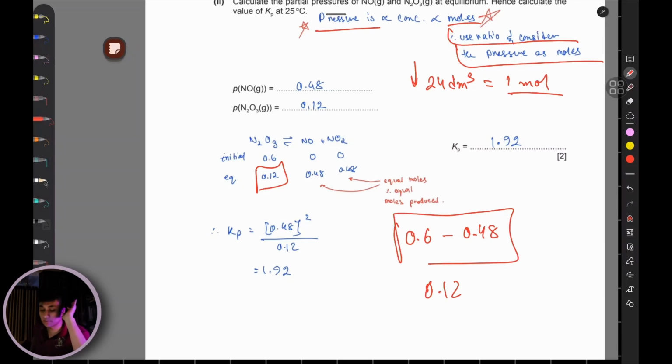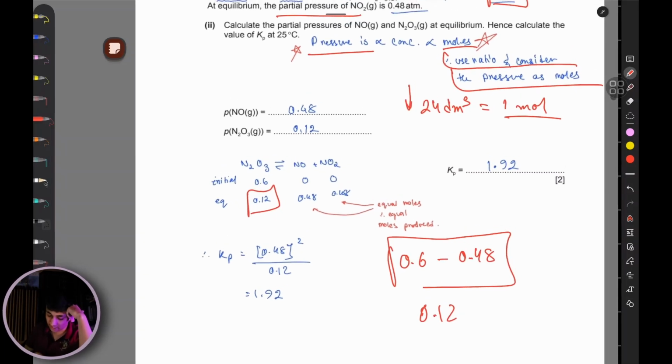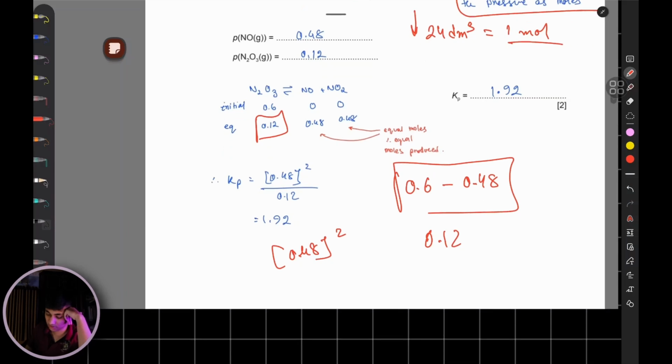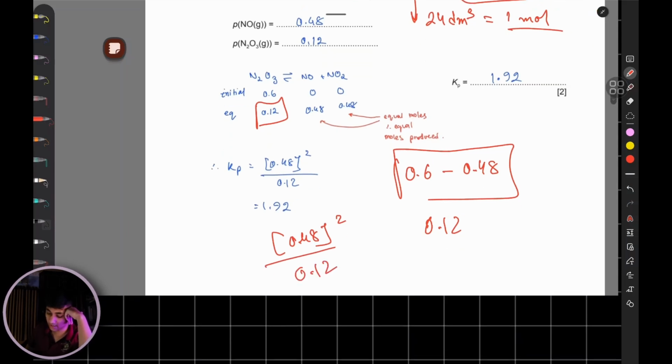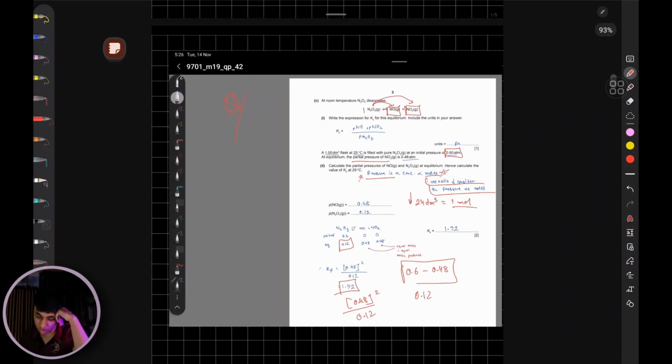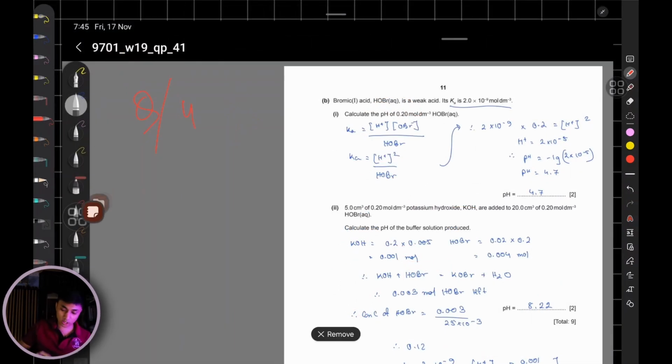At equilibrium. Now, to find the Kp, use the partial pressures. That is going to be 0.48 whole squared, that is your product partial pressure, divided by 0.12. And ultimately, you're going to get 1.92 as your answer. Your Kp is going to be 1.92, and that is your question 3. Fair enough. Now, for question 4, it is from your winter 19 paper 4.1.